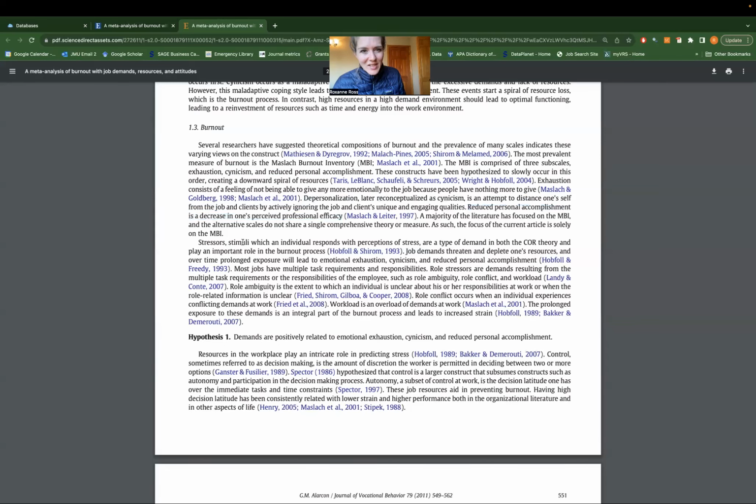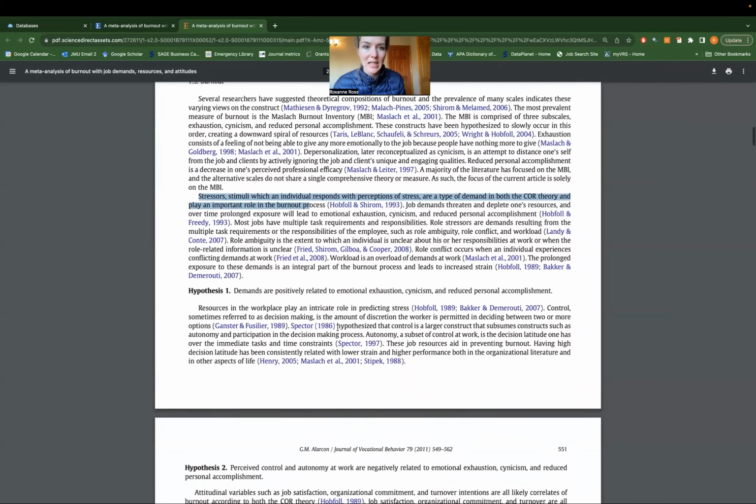And then we see this kind of like stressors, stimuli to which an individual responds with a perception of stress, a type of demand, both in this core theory and play an important role in the burnout process. So that, again, indicates it's an independent variable. These stressors are independent variables. We would read the rest of this as well. And then we see these hypotheses that they're developing. Demands are positively related to the 3 components of burnout.